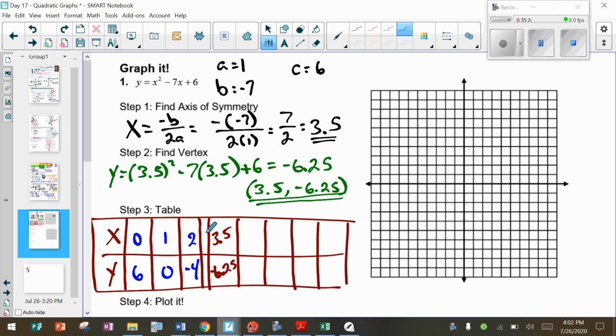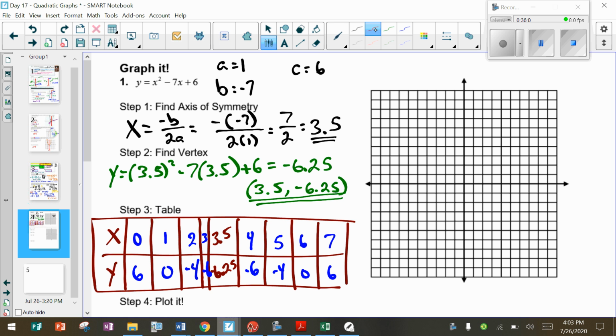Of 3, negative 6, because that is on my table. And then mirror image on the other side, 4, negative 6, 5, negative 4, 6, 0, and then 7, 6. Remember that our y values in the table are mirror images of each other from the vertex out to the sides. Okay? That's going to help us get some points.